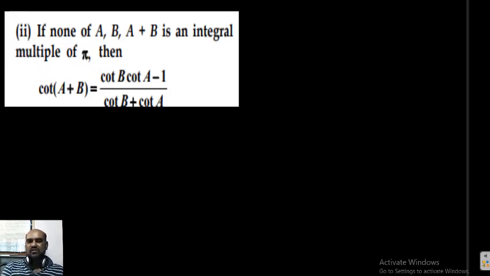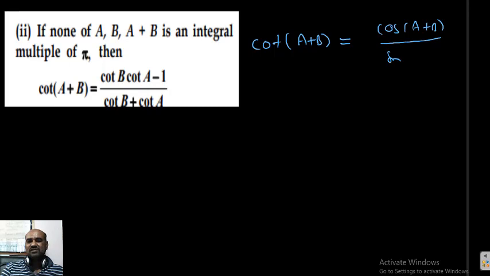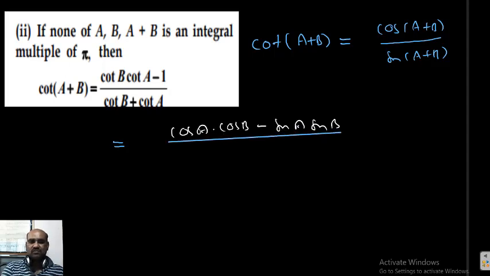So cot of A plus B I want. This can be written as cos of A plus B by sin of A plus B. So what I can write here is cos A cos B minus sin A sin B by sin of A plus B, sin A cos B plus cos A sin B.